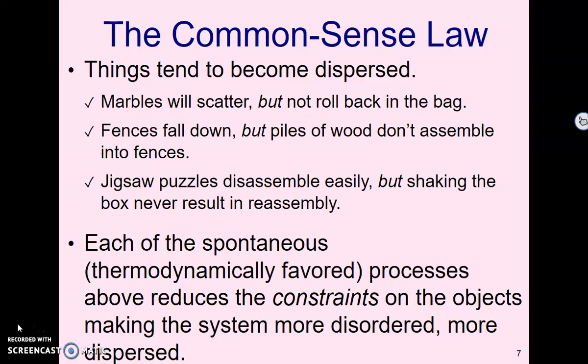So, reactions that tend to be thermodynamically favored tend to increase disorder. Reactions like to proceed in a way that reduces constraints or makes there be more possibilities of ways things can align. So, in summary, reactions that are thermodynamically favorable tend to increase disorder.